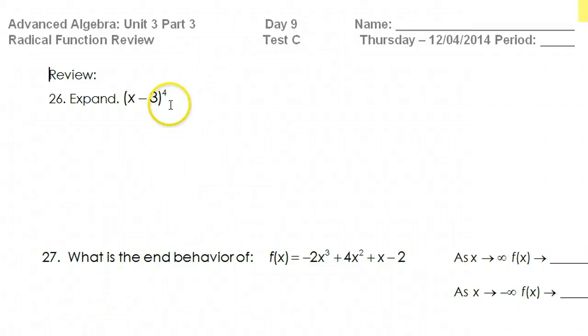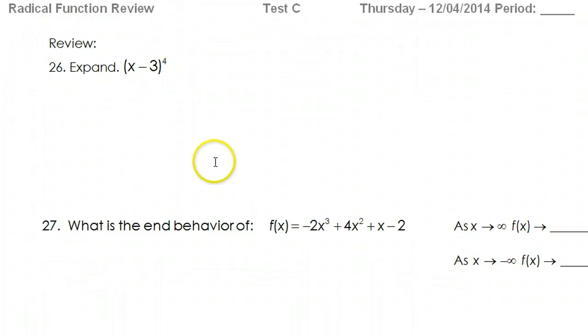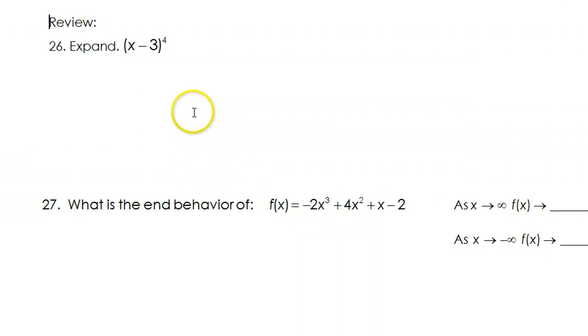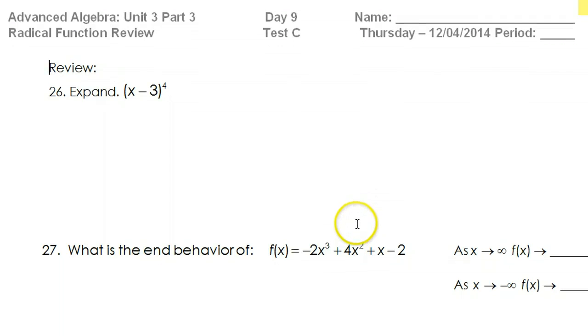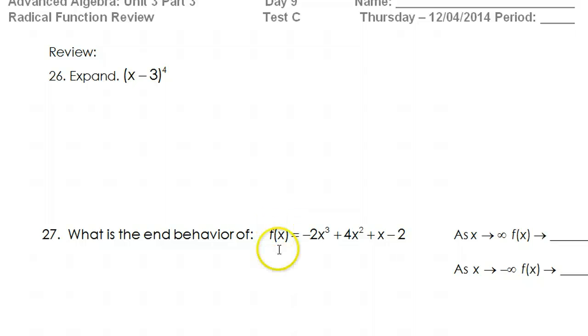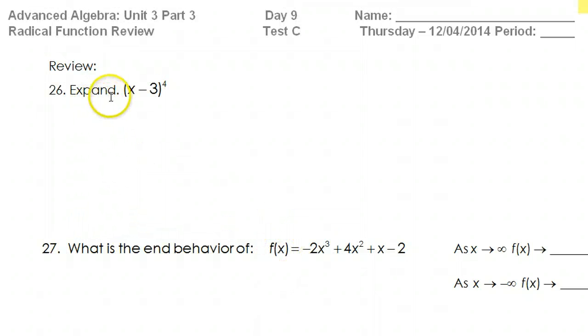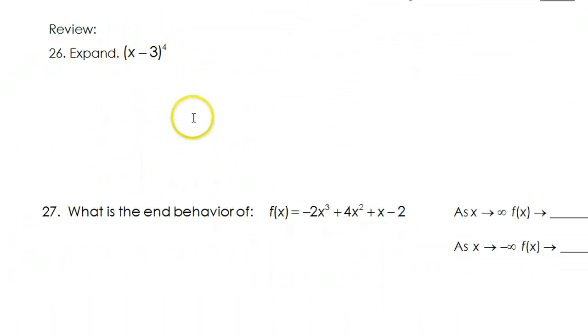Okay, this is part 5 of our review of radical functions, but we're actually finished with the radical function part. These last few problems are actually old problems, which will be included as review problems on the upcoming test. So in this video we will go back and remember how to use Pascal's triangle to expand expressions like x minus 3 to the 4th power.